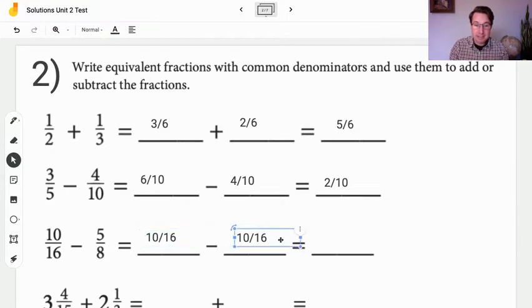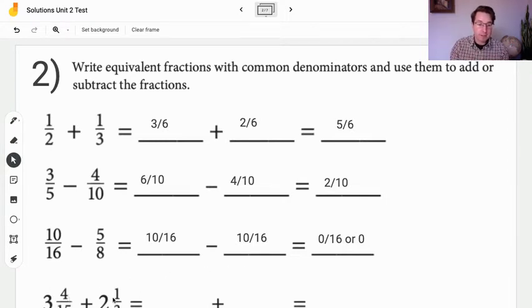10/16 minus 10/16, well, I saw a bunch of different answers here. You can write 0/16, or the most appropriate answer is just 0. Because 0/16 is literally nothing, so 0 is a correct answer.